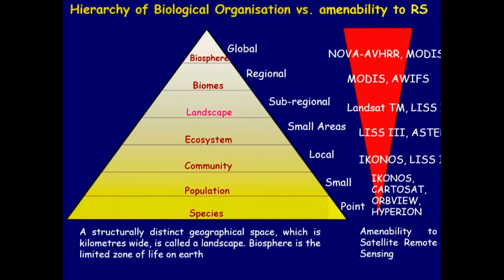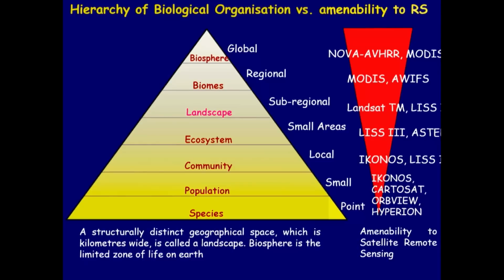Now what does remote sensing give us? That is important. You see the triangle, this triangle is upward, this triangle is reverse. So biological organization, let us say I have left the genetic level. So gene, genetic, species, population, community, ecosystem, landscape, biomes and biosphere. So I can use satellite data, let us say NOAA, VHR or MODIS. Regional I can do MODIS and AWiFS data, Indian satellite.